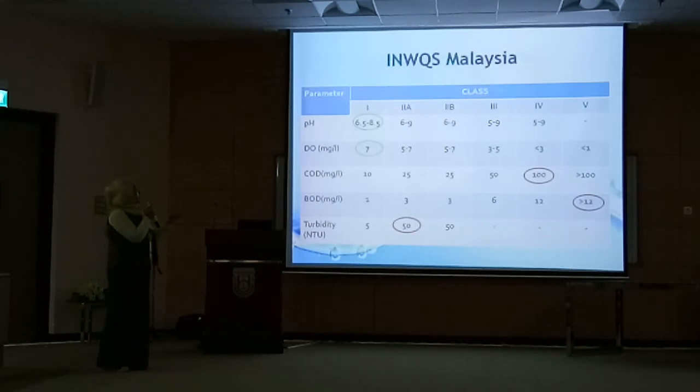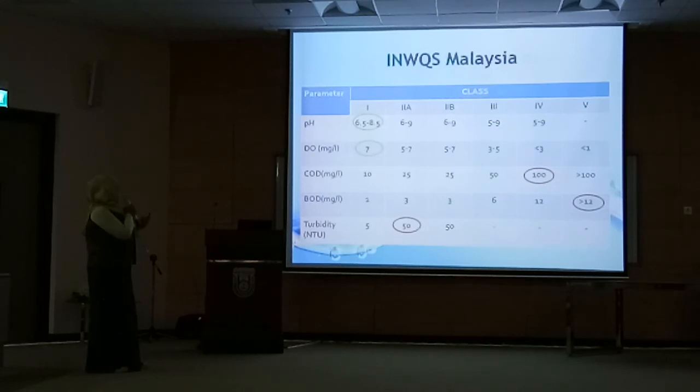Here the water is classified according to the Interim National Water Quality Standard Malaysia. So the pH shows class 1. The range is 6.5 to 8.5. So our water is almost 7, so it seems like the pH is very good for the water.